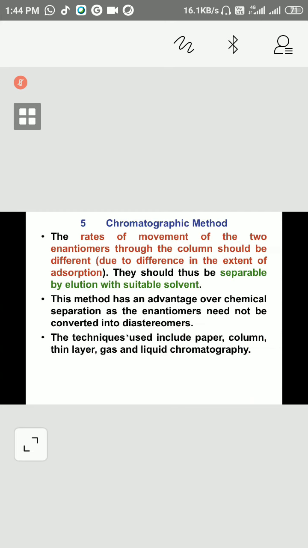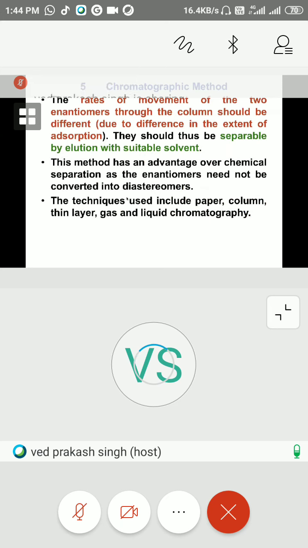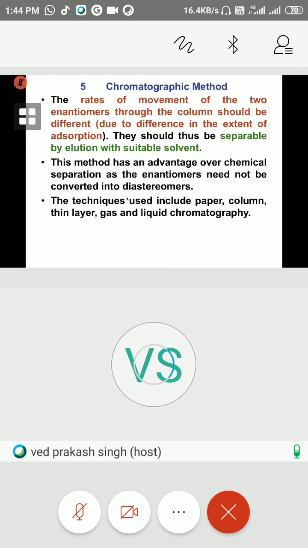Diastereomers means a complex. It will make a complex with the one enantiomer that is added, and plus will combine with that one, and minus will also combine with that molecule, but their mobility will be different. So elution time will be different, and you can separate by chromatography method.